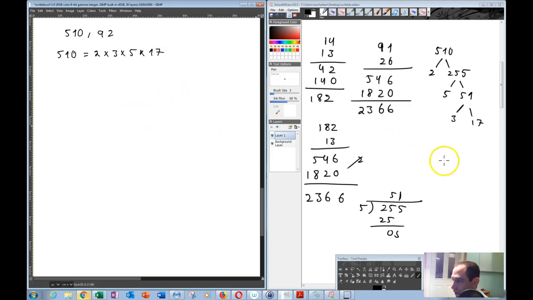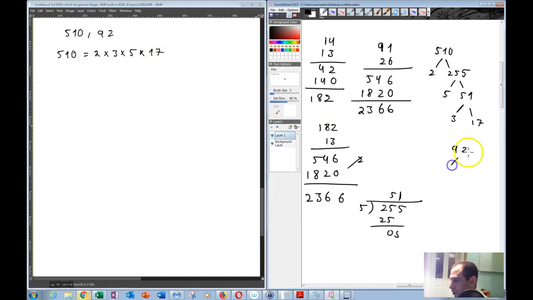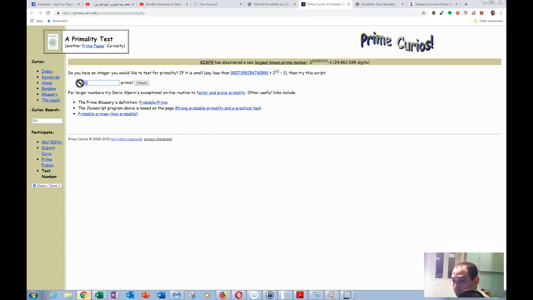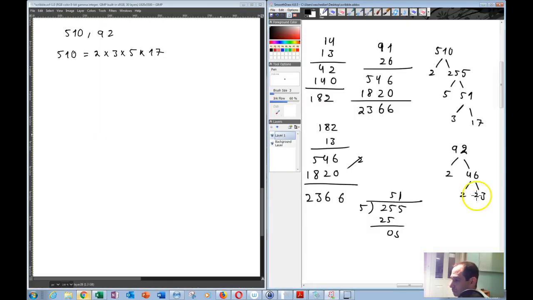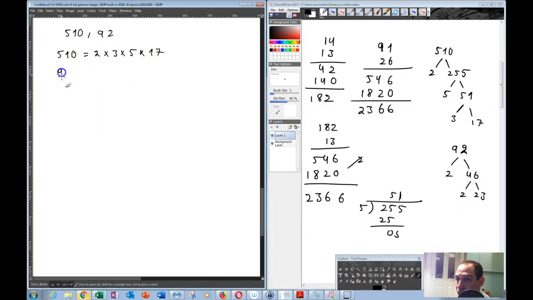Now 92 is equal to 2 times 46. This is 2 times 2 times 23. And 23 is a prime number. So 92 you can write as 2 times 2 times 23.